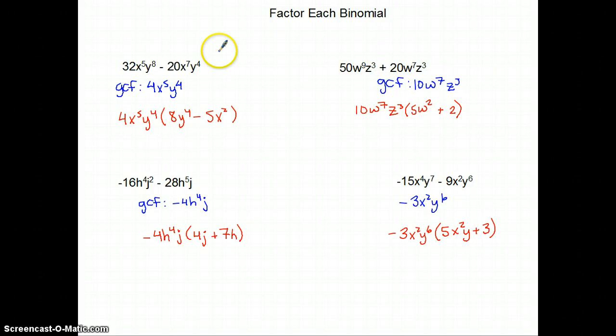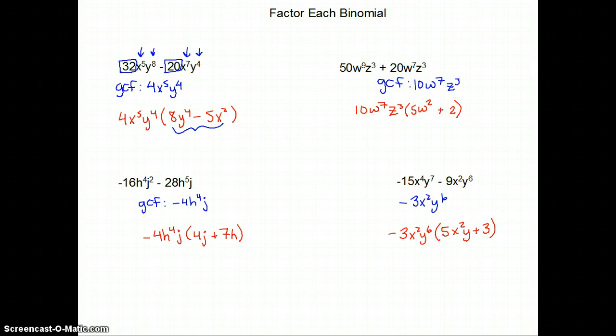The greatest common factor of the first should have been 4x to the 5th y to the 4th. Remember to find that, you first look at your coefficients and find the greatest common factor of these numbers. It is a 4. From there we look at the x's. We have 5 and 7, so the most we can take out is 5. And then looking at the y's, I have 8 and 4, so the most I can take out is 4, giving us our greatest common factor. Factoring that out, you should have 8y to the 4th minus 5x squared left in parentheses.